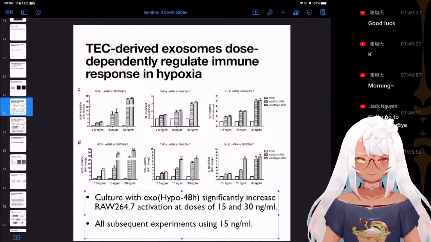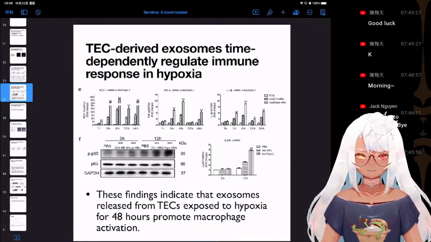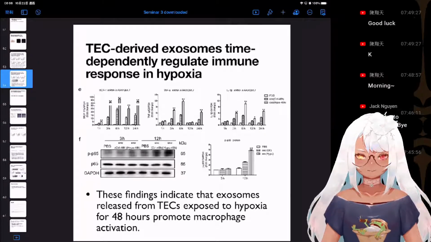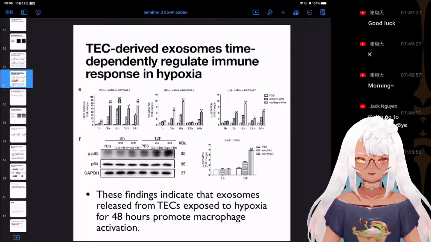Okay. Wow, we are like two out of three of this scientific report. Thank God.